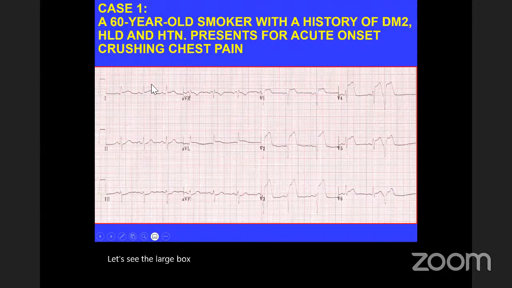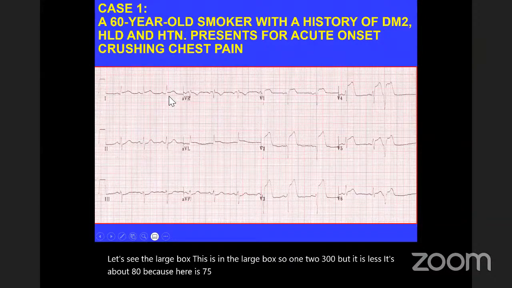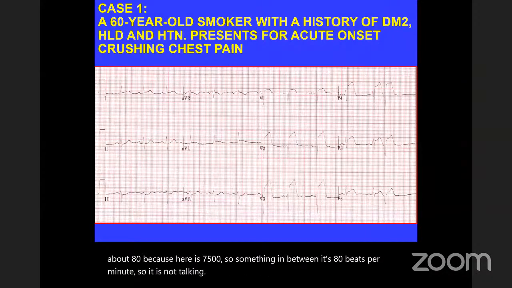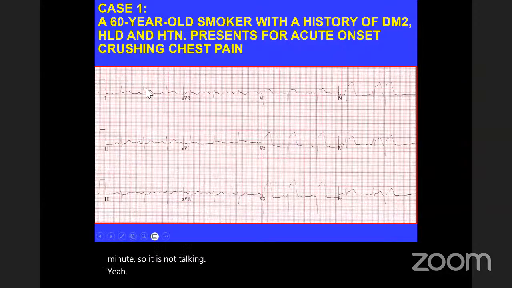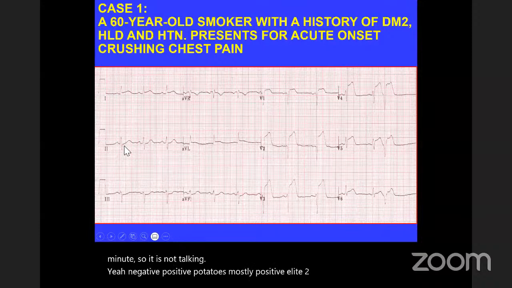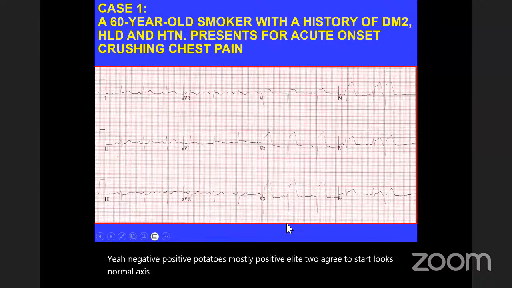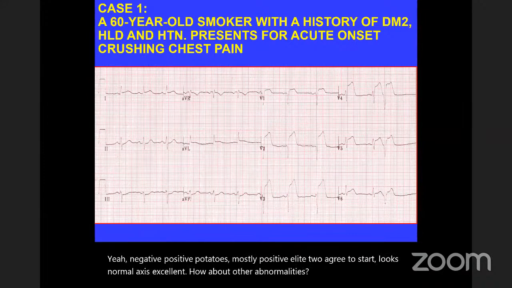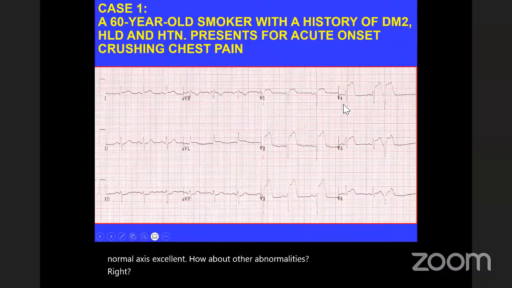This is in the large box, so 1, 2, 3. If it were 100, but it is less, it's about 80, because here is 75, here is 100, so it's something in between. Let's say 80 beats per minute. So it is not tachycardia. Yeah, and then the axis, so we have to see lead 1 and aVF and also lead 2. So I can say it's normal. Negative, positive, but here it is mostly positive in lead 2. Agree, it looks like a normal axis. Excellent. How about the ST changes? We see them in leads V2, V4, V5, also V6.